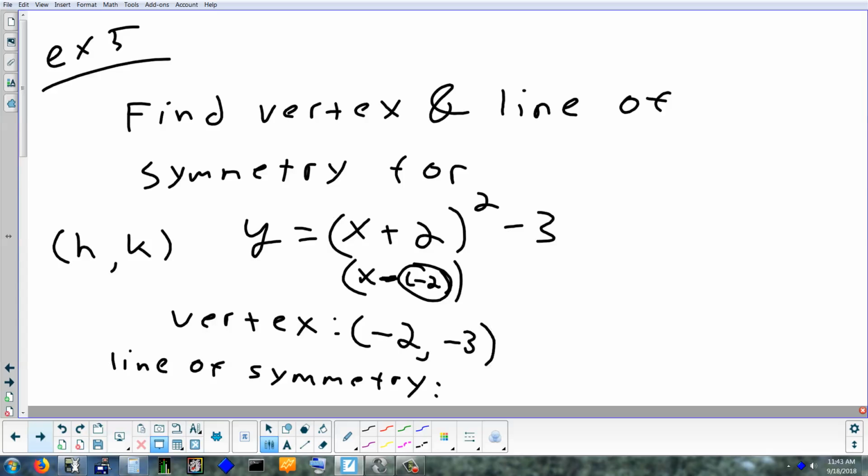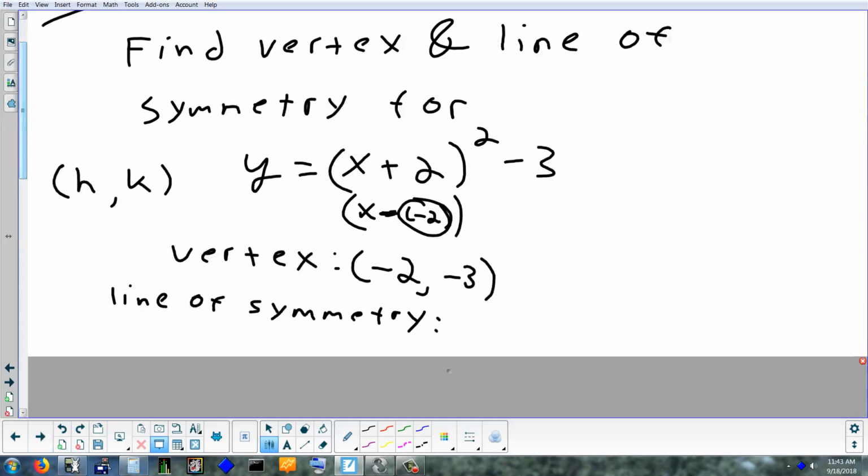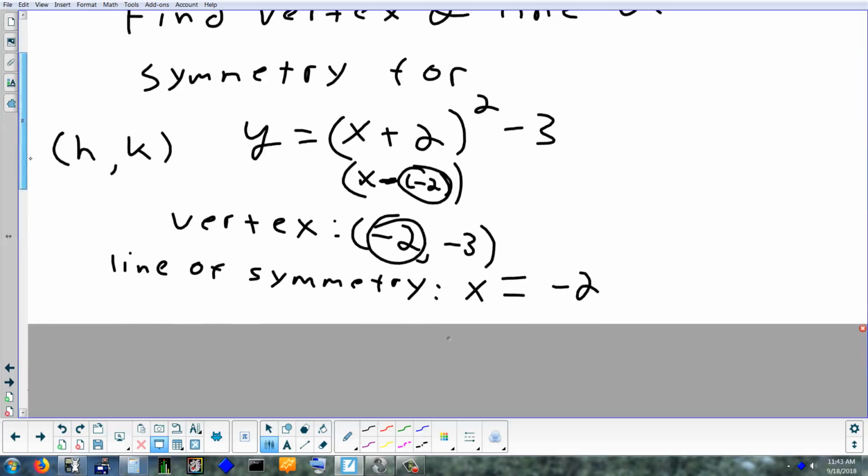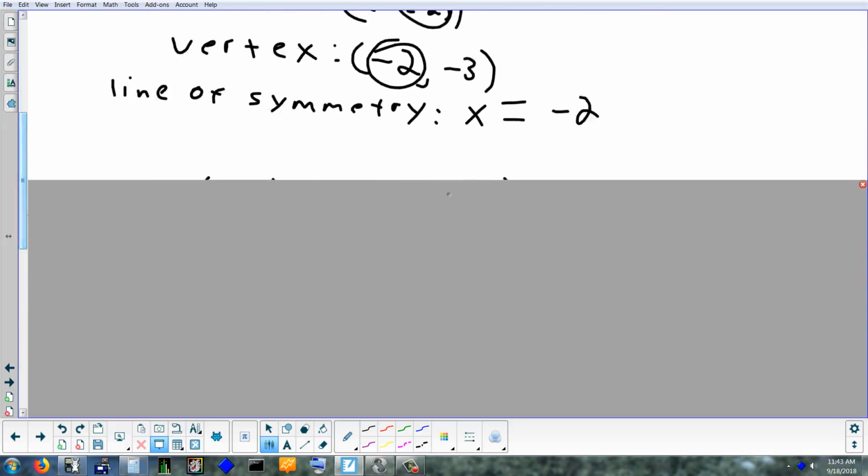That's the vertex. Okay, line of symmetry. Since it's vertical, my equation for the line of symmetry always starts out with what letter equals? Yep, perfect. It's always going to start out x equals. And in this case, it's going to be x equals -2. It's the same number that's right there. It's x equals h. And that's it. That's your vertex and line of symmetry. Questions on that one? Okay.